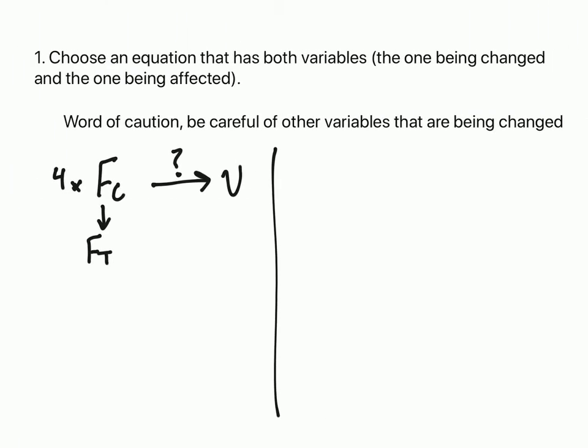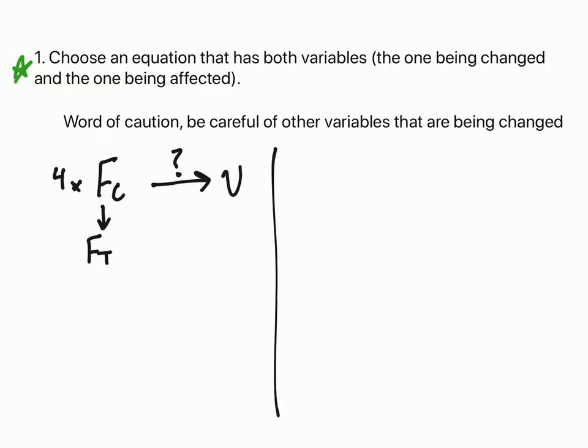So going through these rules one by one, we need to choose an equation that has both variables, the one being changed and the one being affected. But be careful. If any other variables are being changed in the equation, then the equation won't work for your purposes because multiple things are being varied. You can do that, but you need to make sure that you're taking into account how much all variables are being changed. And that will make more sense with the more of these you do.